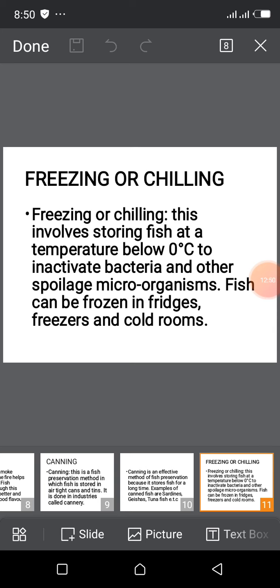Now, freezing or chilling does not kill microorganisms, and does not remove microorganisms from the fish. But what it does is that because the temperature is very low, microorganisms will find it difficult to be active. They will not be able to spoil the fish, and likewise they will not be able to reproduce.